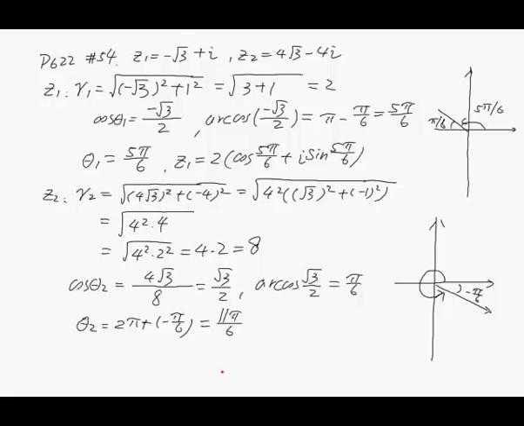Okay. Now we can rewrite this z2 in this trigonometric form. So that is 8 times cosine of the 11 pi over 6 and plus I times sine of the 11 pi over 6. Now we can multiply these two complex numbers and also divide them. So let's first get the product.